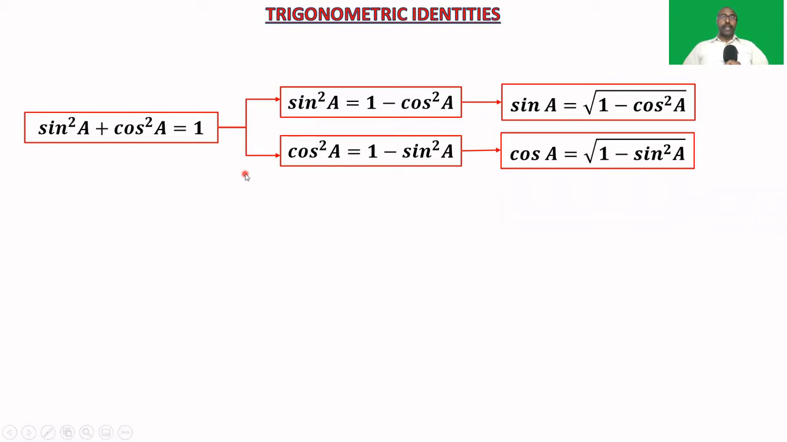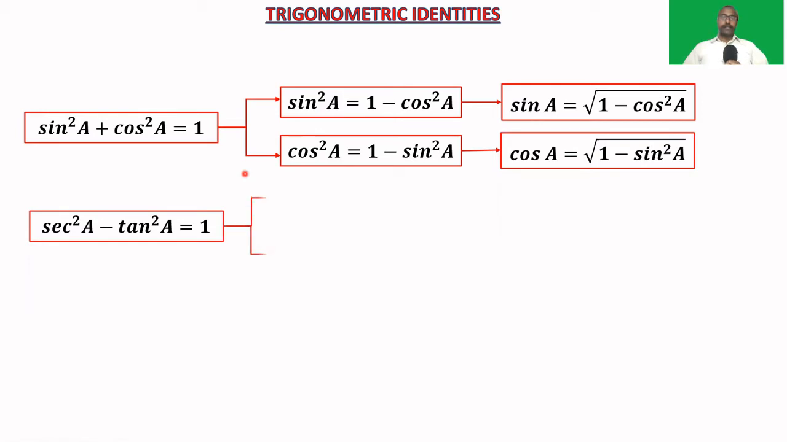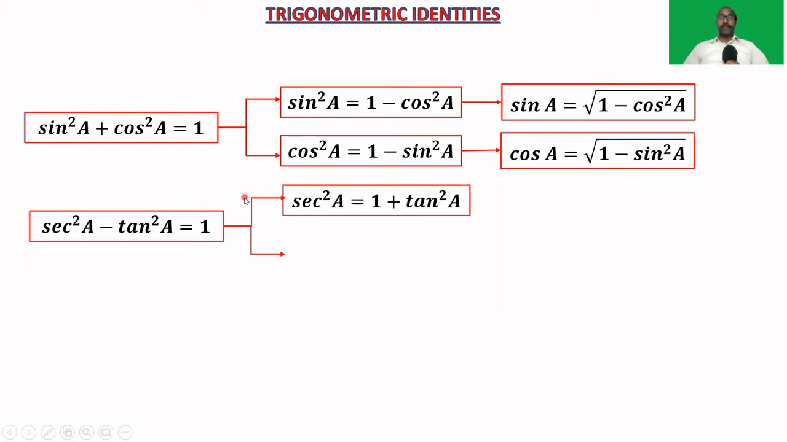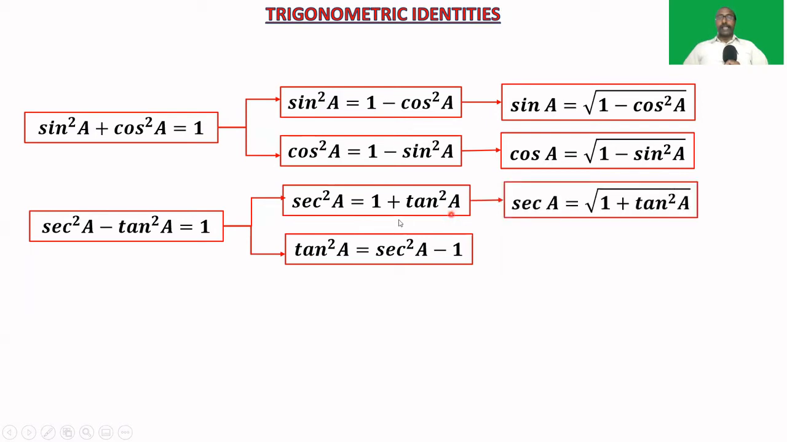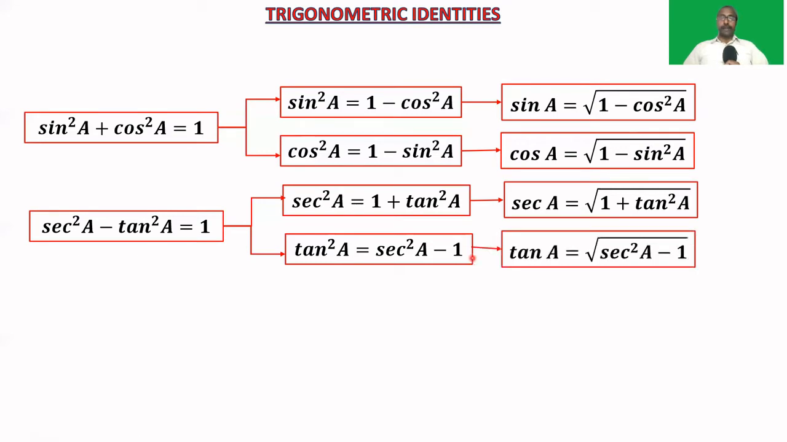And one more identity we have is sec square a minus tan square a is equal to 1. From this we can write sec square a is equal to 1 plus tan square a, or tan square a is equal to sec square a minus 1. Again, from this equation we can write sec a is equal to under root 1 plus tan square a. And from this equation we can write tan a is equal to under root sec square a minus 1.